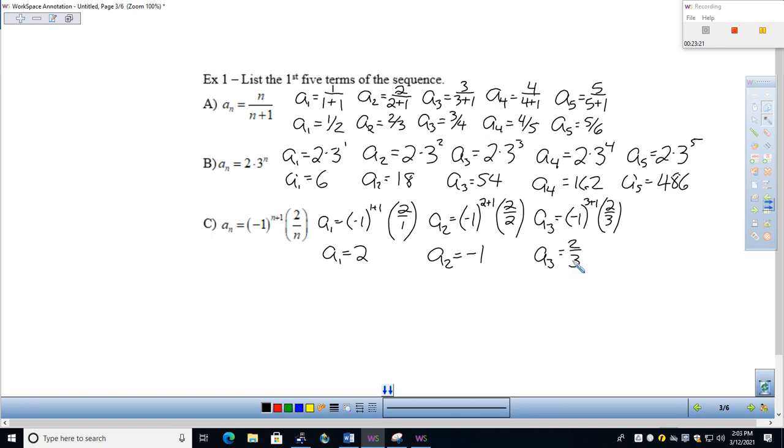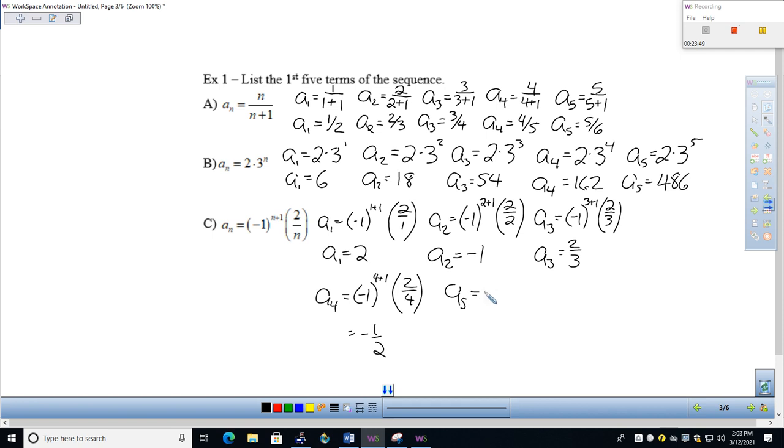And I've got a little room here, so I'm going to go down. If you want to keep going across, that's fine. A sub 4, so -1 to the 4 plus 1 over 2 over 4. And so in this particular case, -1 to the fifth is actually -1 times a half. So that's -1/2. And by the way, do you see the signs are alternating? Positive, negative, positive, negative. Cool.